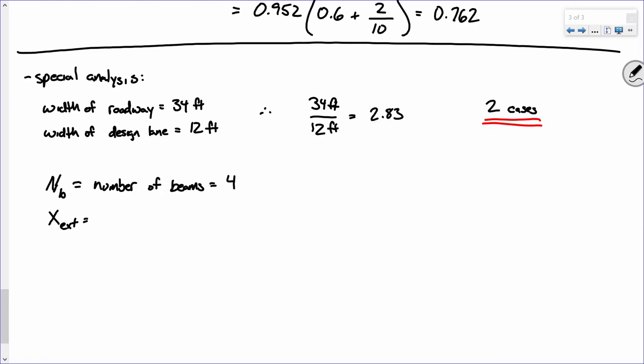What that is, is the distance from the center of gravity of the pattern of girders to the exterior girder.